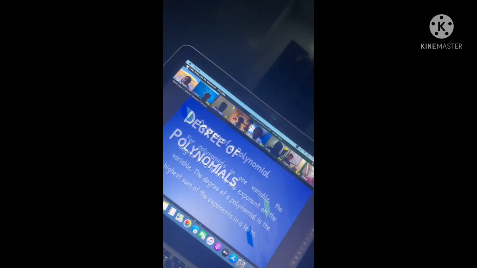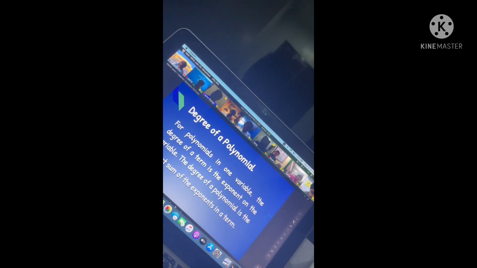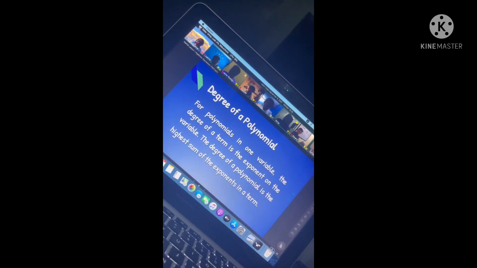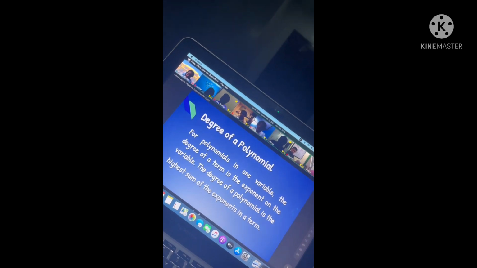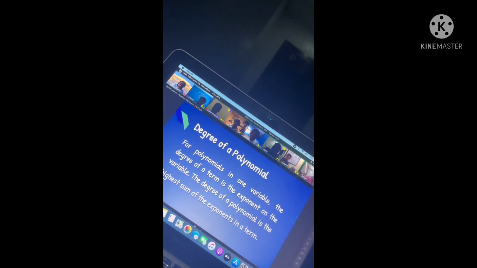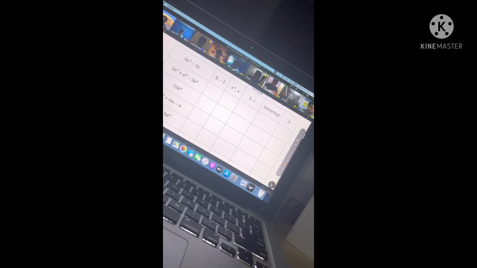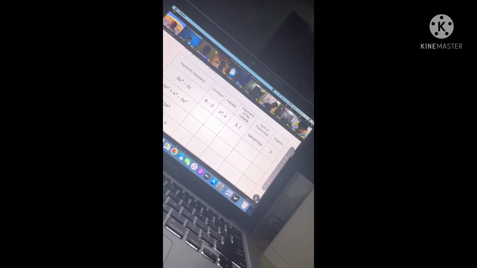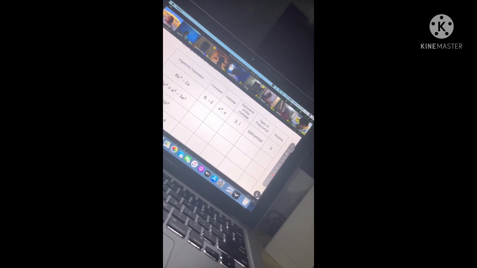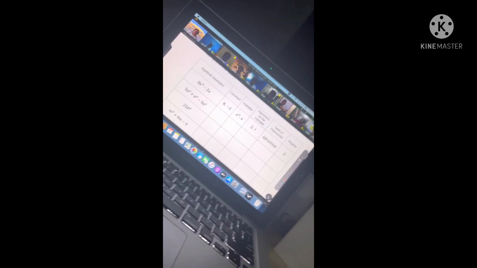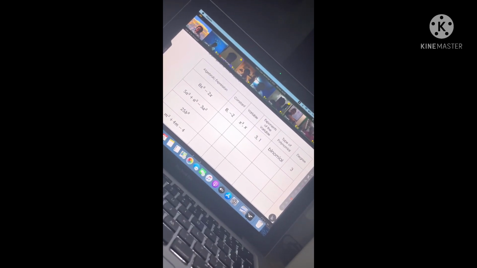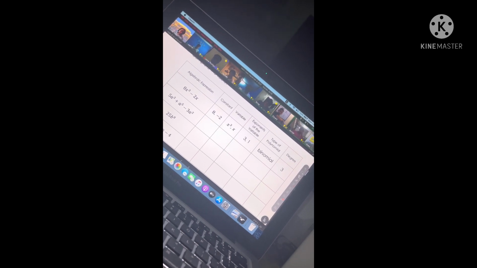So, we also have a degree of polynomial. So, naalala niyo pa ba, for polynomials in one variable, the degree of a term is the exponent on the variable. However, if there are many terms, more than 1 term, in here, we are going to identify, Justin, listen. So we are going to identify the constants, the variable, the exponents of the variable, the type of polynomial, and the degree.